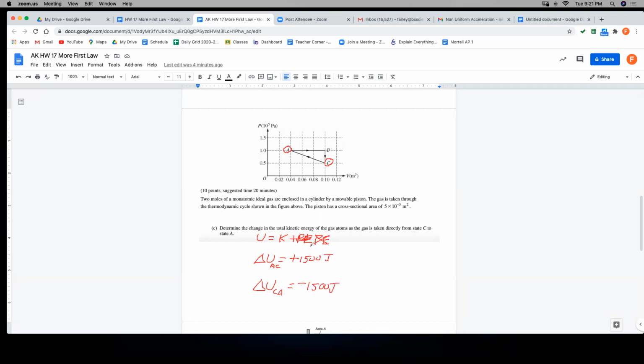Since we said that U and K are basically the same, that means that's also equal to delta K from C to A. So it's just negative 1,500. And determine just means, I think, it'd just be 1 point. You don't have to explain anything, you just give them the answer. All right, I think that's about it for that question. So let's move along to the other question.